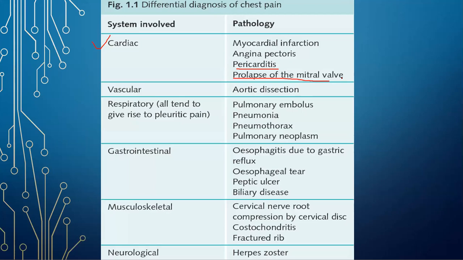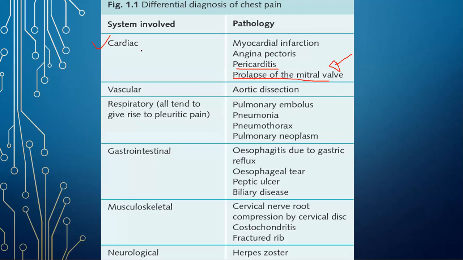Only two valvular conditions usually give you chest pain or chest tightness. One is mitral valve prolapse, which is usually common in females, and obviously there will be a systolic click. That's the clue for prolapse of the mitral valve.